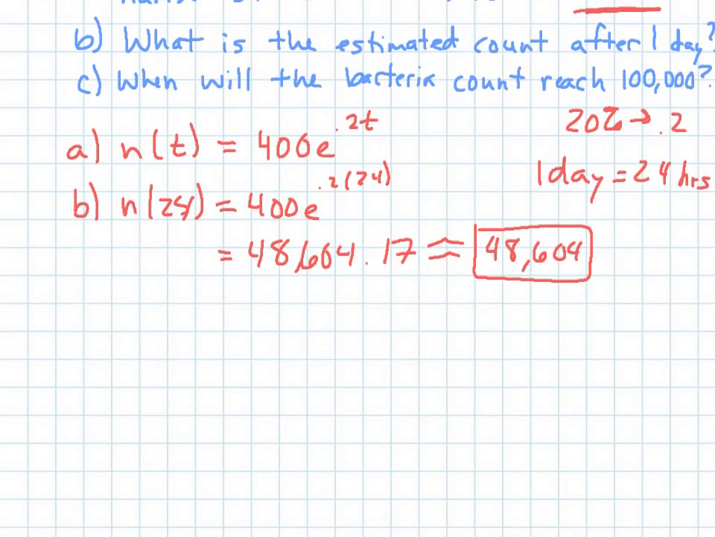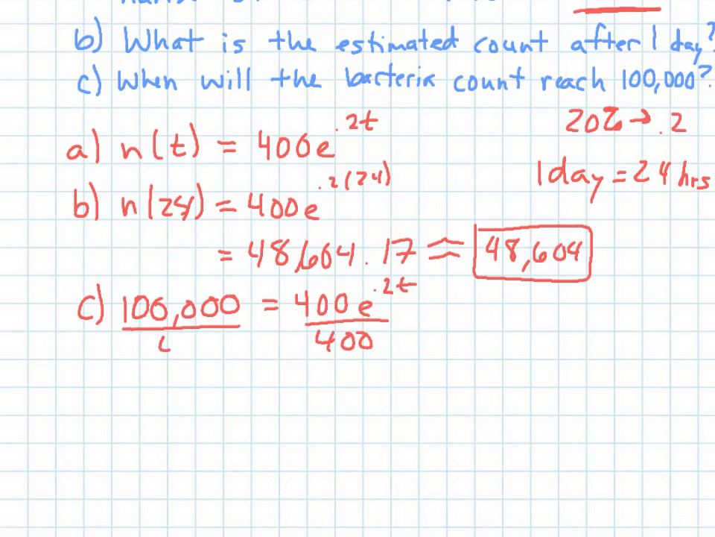Letter C wants to know when will the bacteria count reach 100,000. So the same properties apply, kind of like the last problem. I have 100,000, and I set that equal to 400 e to the 0.2t power. I want to solve for e to the 0.2t, so divide by 400. So 100,000 divided by 400 would be 250.